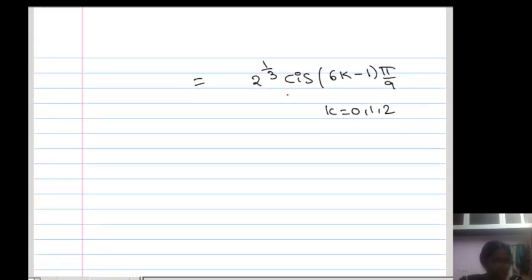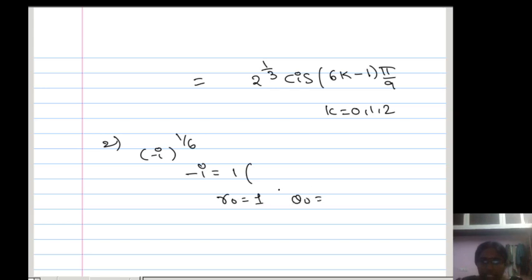Now what is the second question? Minus i power 1 by 6. So what is the complex number here? Minus i. So how to write minus i in polar form? Tell me. R naught, the mod of minus i, is 1 only. So theta naught means what? R naught is 1. Theta naught, tell me. Minus i means 90 degrees, so minus pi by 2. It lies on the negative y-axis. So theta naught is minus pi by 2.